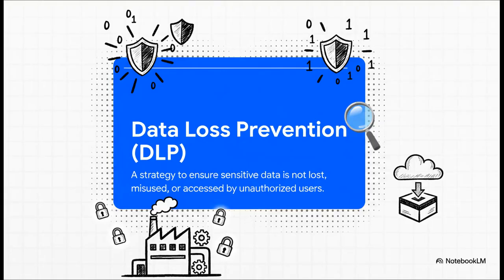A massive piece of this is something called data loss prevention, or DLP. You can think of this as the high-tech security system for the entire factory. Its one job is to protect the most valuable thing inside, the user's data. It's a whole strategy with tools and processes to stop data breaches before they can even happen.